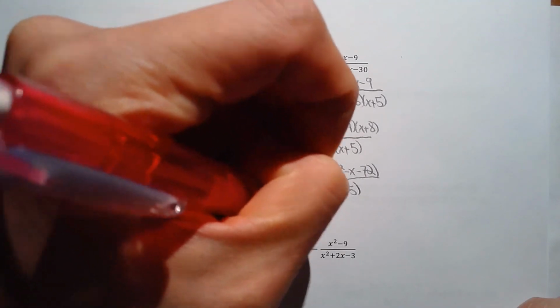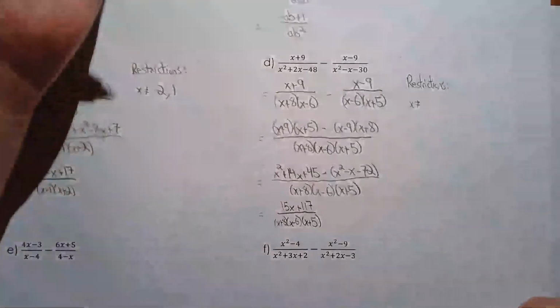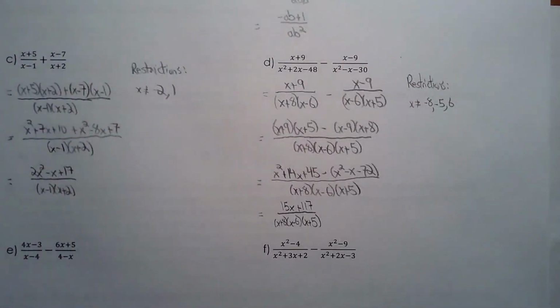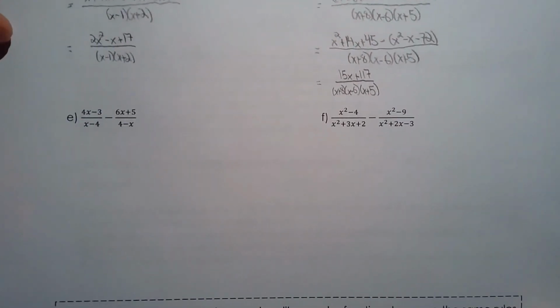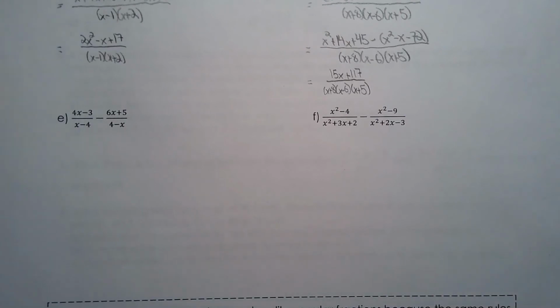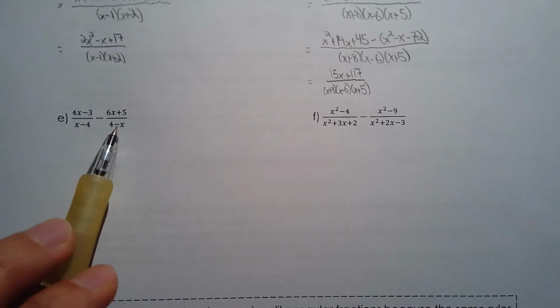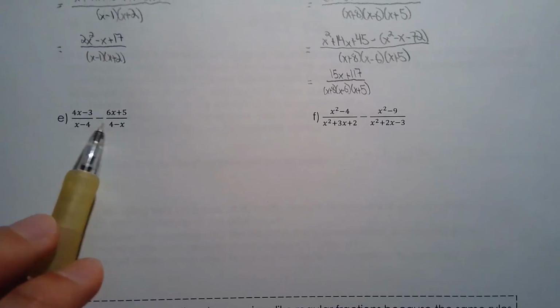State restrictions. I've got negative 8, negative 5, and positive 6. Okay, last two. So we have 4x minus 3. Okay, now here, if you factor out negative 1, it's beautiful because then you have x minus 4 and this becomes plus.